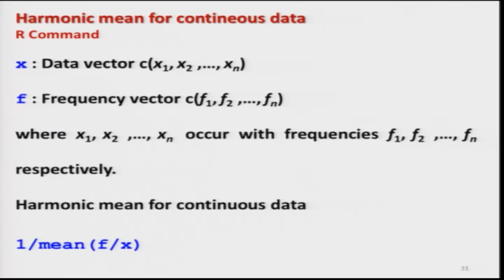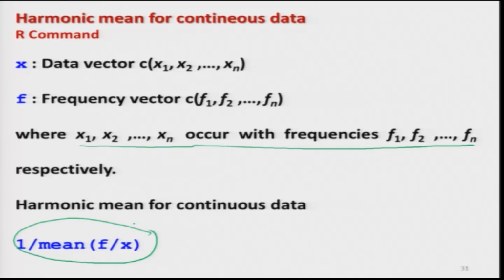Similarly, if you have continuous data in group format, where x1, x2, xn are the values occurring with frequencies f1, f2, fn respectively, then the harmonic mean can be defined by 1 upon mean of f upon x, because you are simply trying to compute the average of fi upon xi. So for that, fi upon xi is written as f divided by x in R, and then I simply find the mean of this, and then invert it.